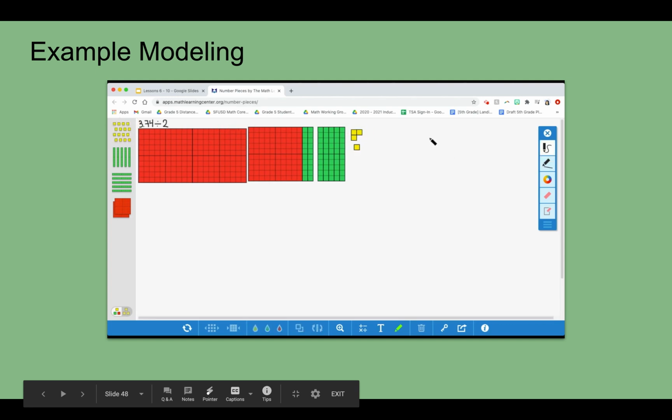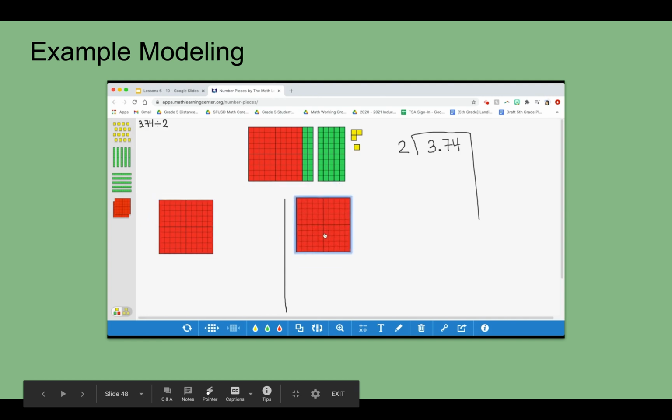So I am dividing $3.74 by 2, and I'm going to record my work here. I know that I need 2 even groups, and I will move the blocks to create those 2 equal groups. I'll start by moving the flats. I can put 1 flat in each group, and I'm going to record that. If I put 1 flat in each group, I have taken 2 of the flats from the total. So what that leaves me with is 1 flat, which I see here, 7 rods, 1, 2, 3, 4, 5, 6, 7, and 4 cubes right here.